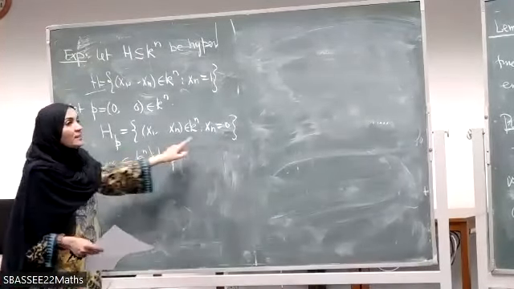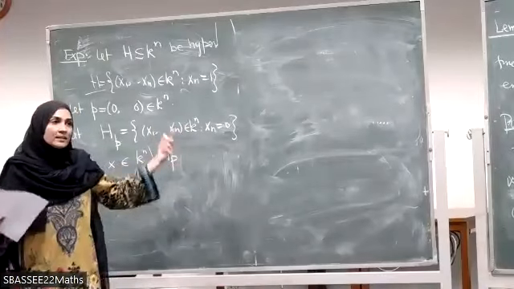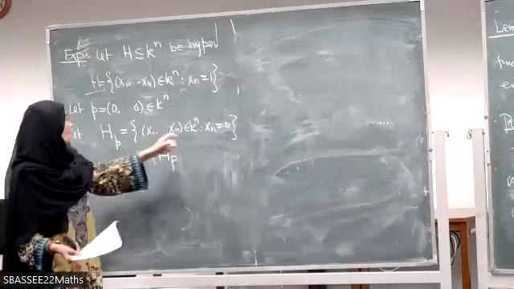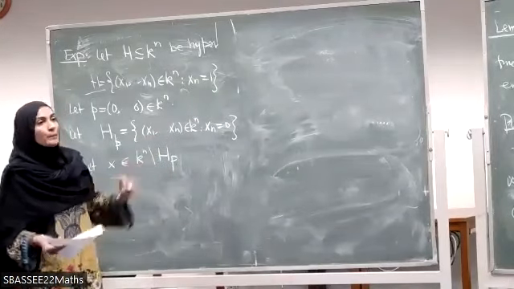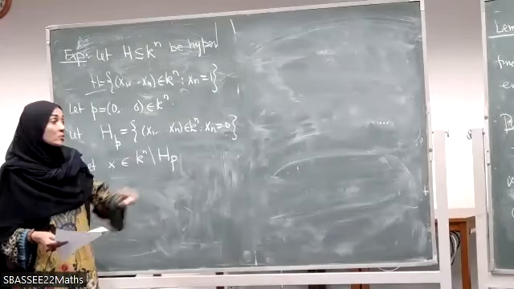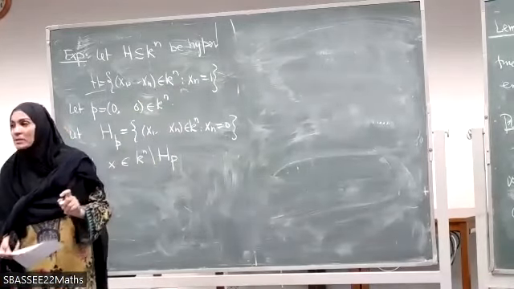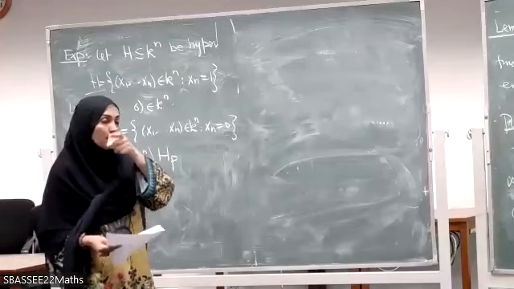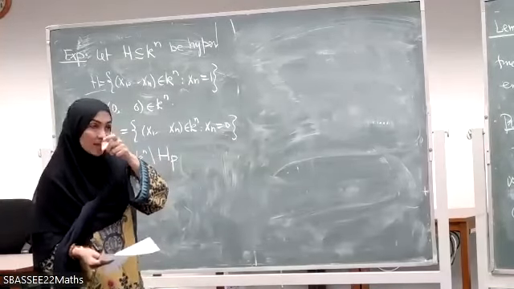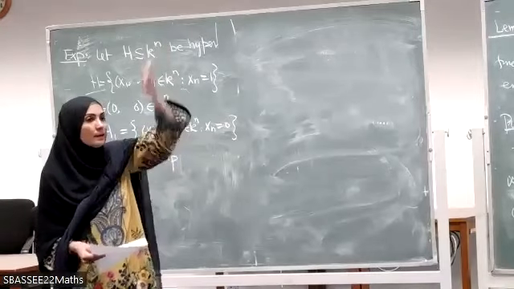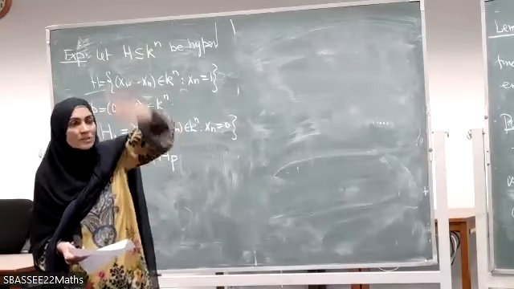HP is another space, you can say. It's just a hyperplane, it is also called a hyperplane. But it's not necessarily a vector space. So a hyperplane need not be a vector space. It can be just like you have a plane. In a plane, a hyperplane means all lines.